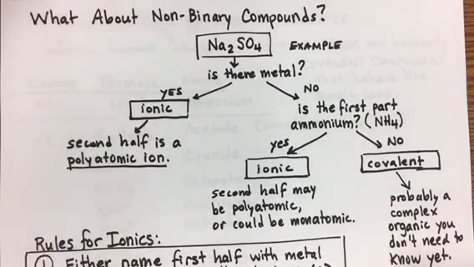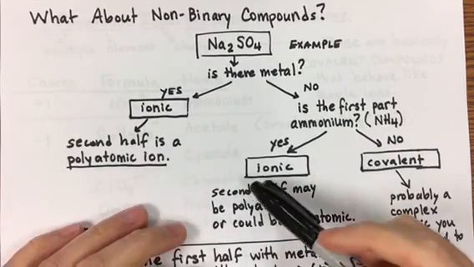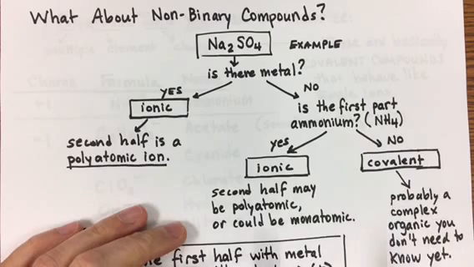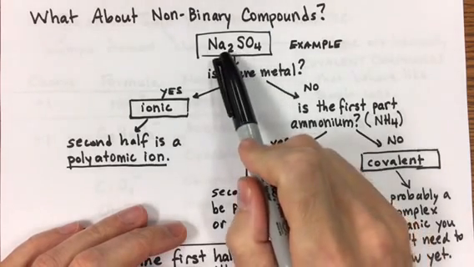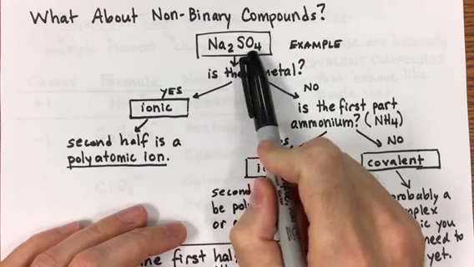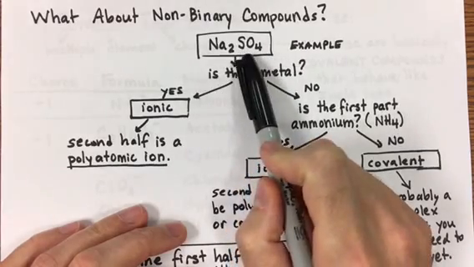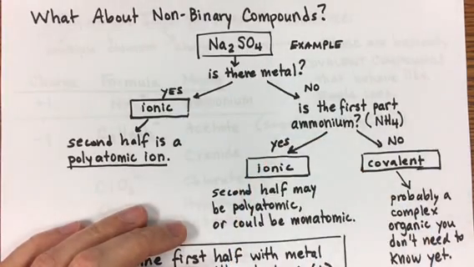This video is about what to do when you are trying to name a compound that's not binary. So I have an example that I start you off with, and then several different possible avenues to get to the answer. This example is Na2SO4. It's 3 elements, so it's not binary.